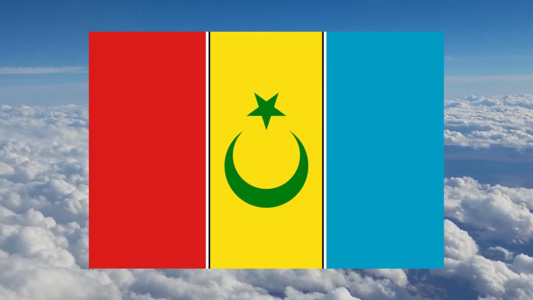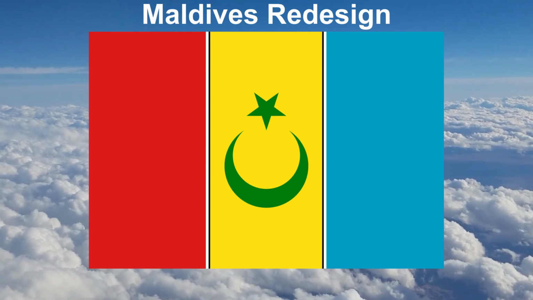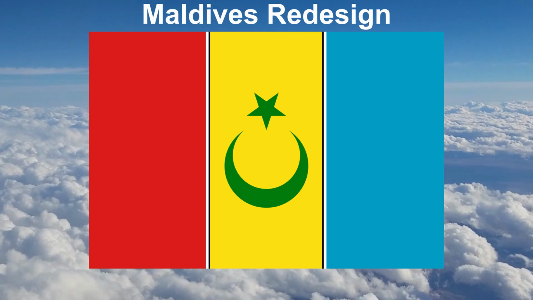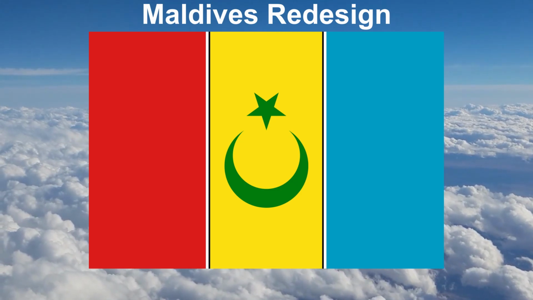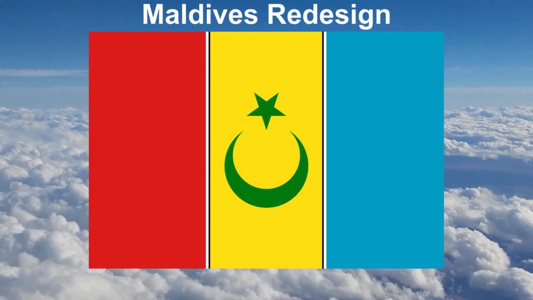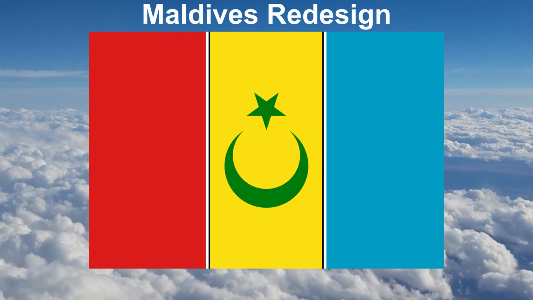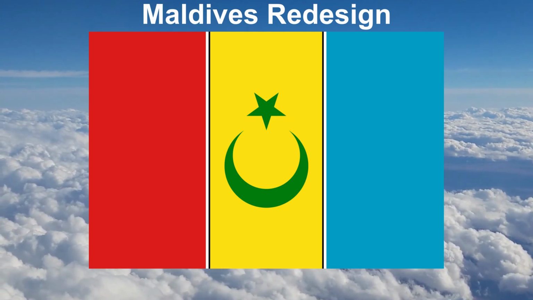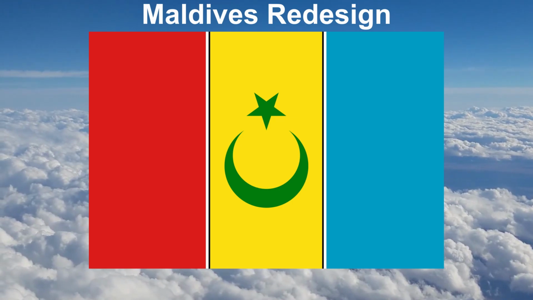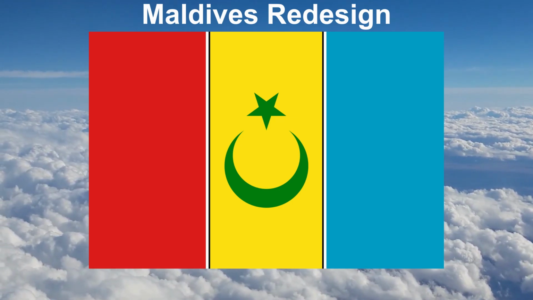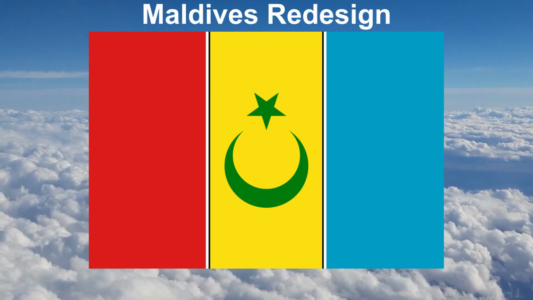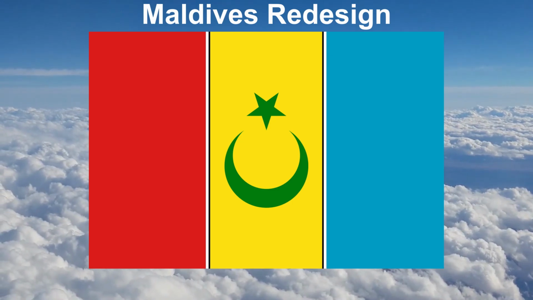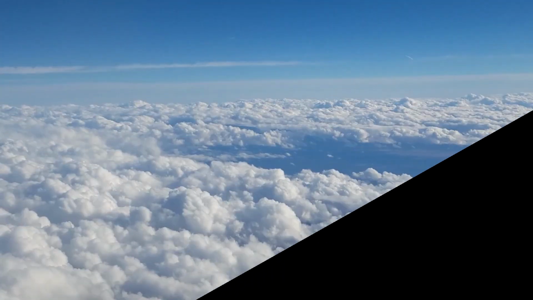Next is a redesign of Maldives. The yellow and blue symbolize the lush golden beaches and beautiful ocean that surround the island nation. The red represents the blood of the nation's heroes and their willingness to sacrifice in defense of their country, as well as the general warm climate of the country. The green crescent and star represents Islam, as it is said that 100% of the Maldivian population is Muslim. The white stripes signify peace, while the black stripes represent ethnic diversity within the country.